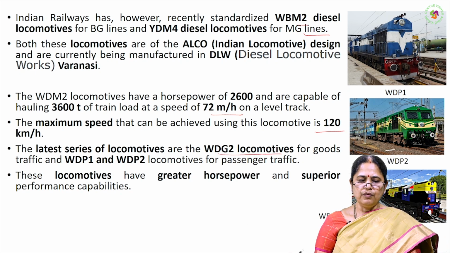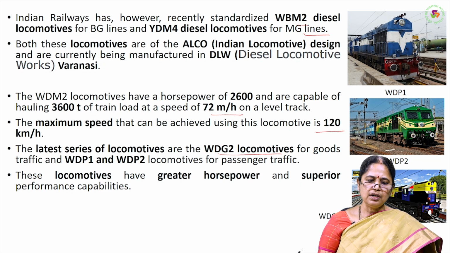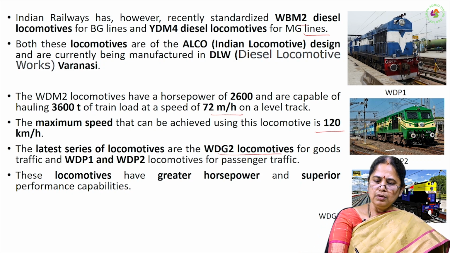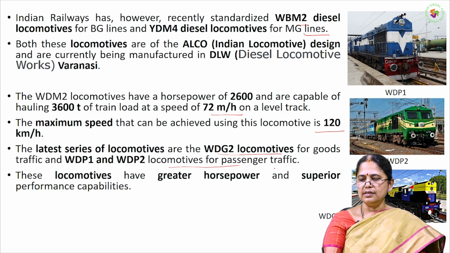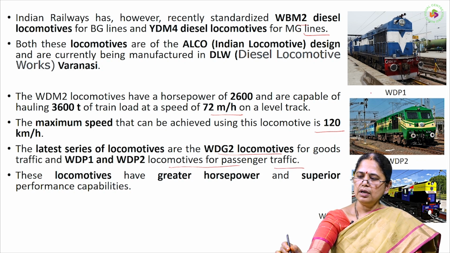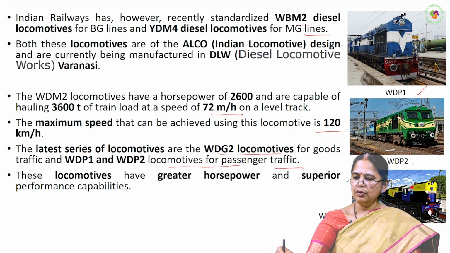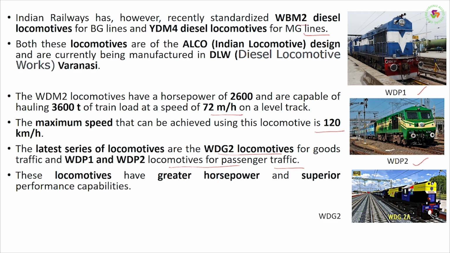WDG2 locomotives are for goods traffic, and WDP1, WDP2 locomotives are for passenger traffic. Here you can see the WDG2 is for goods trains. These locomotives have greater horsepower and superior performance capabilities.